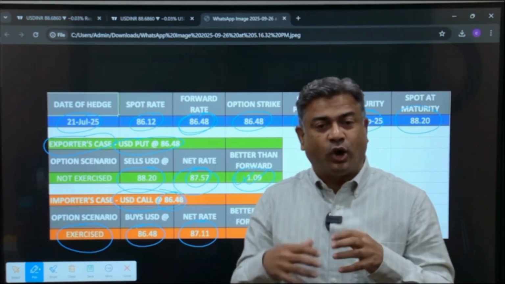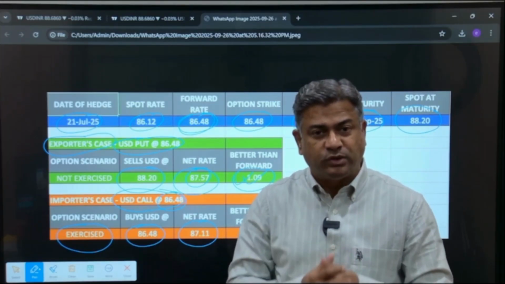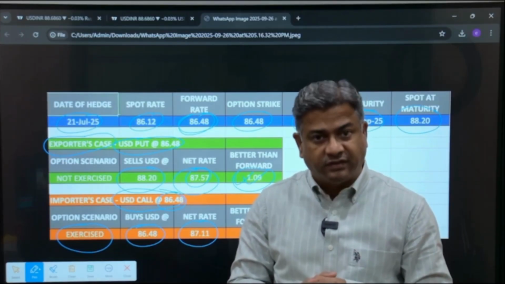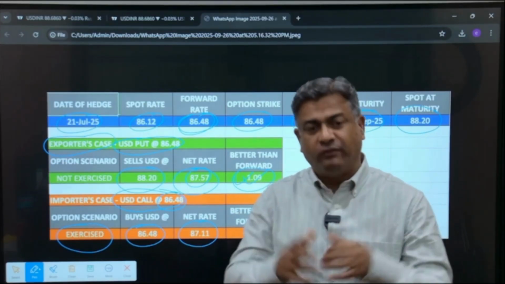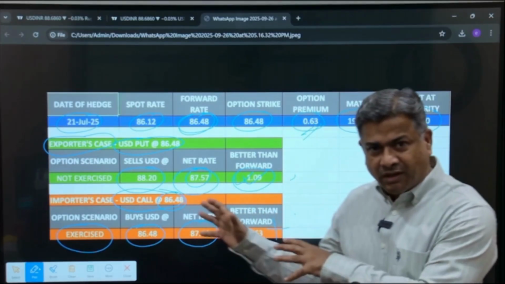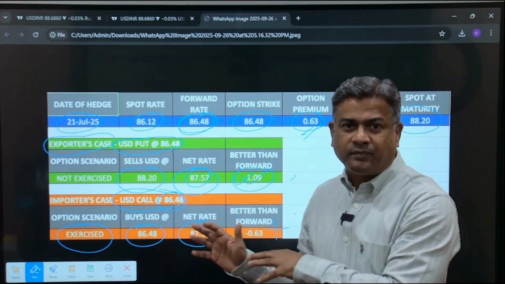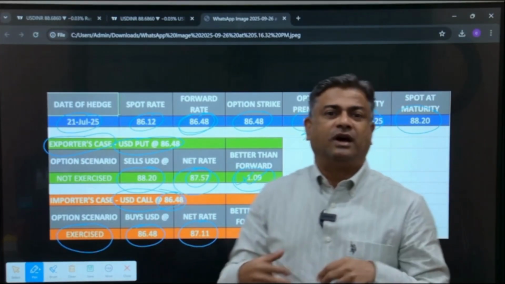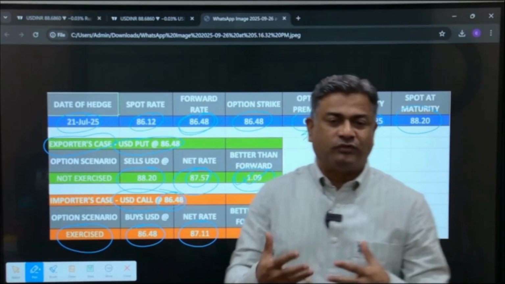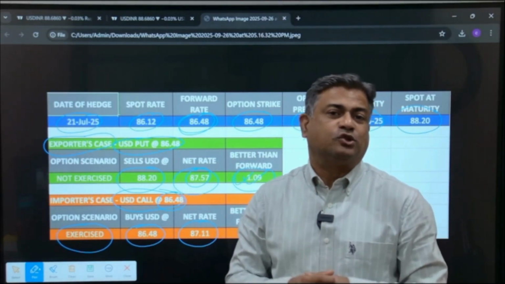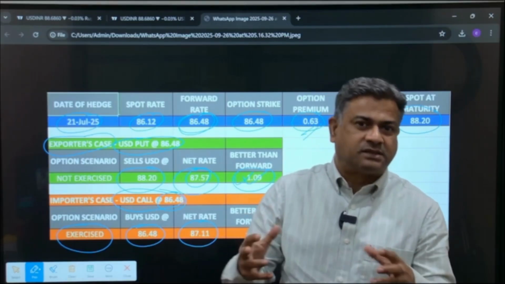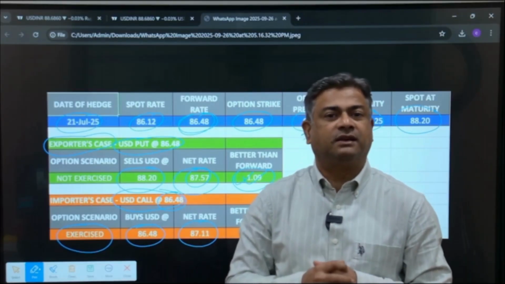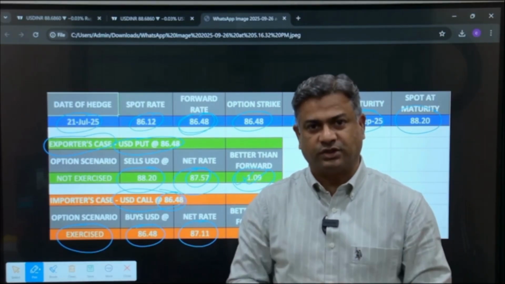So please look at all the videos. I have shared a lot of videos in which I have explained how vanilla options are a very effective instrument. So do have a look at that. But here, in this volatile time, for an exporter, an option works better. For an importer, a forward works better. But obviously, no one knows the future. So a balanced mix of forwards with options is the right and ideal hedging solution.